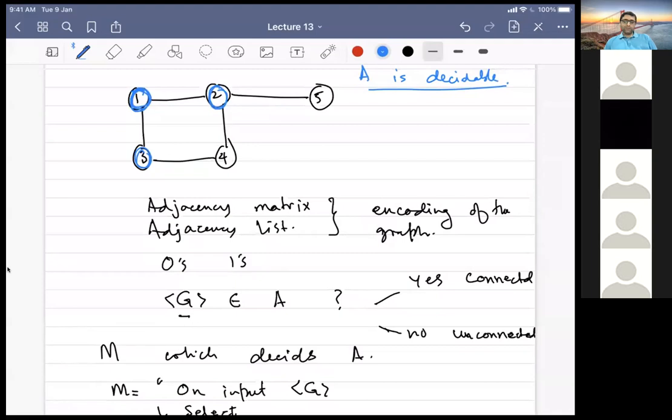So let's pick this one, and mark all those vertices which are connected to it. So you mark this one and you mark this one. Then you would check one thing: is there any other unmarked vertex or not? Since there are no unmarked vertices, and you just followed the path from one vertex to another, that means there was a connection and you were able to mark each and every vertex in the graph. Therefore, this graph is connected.